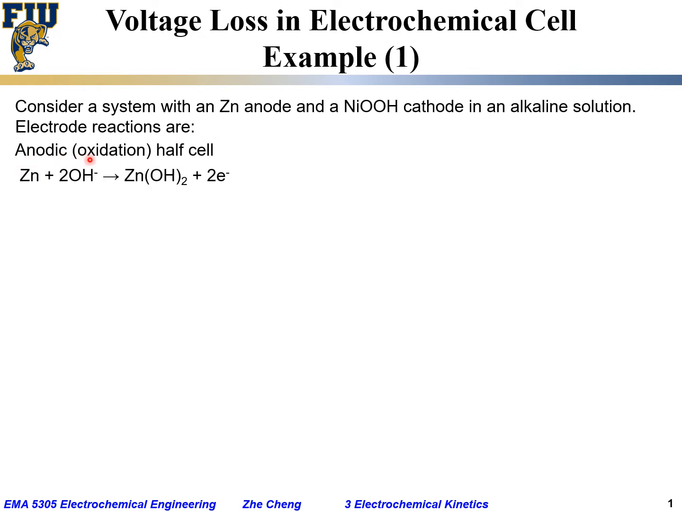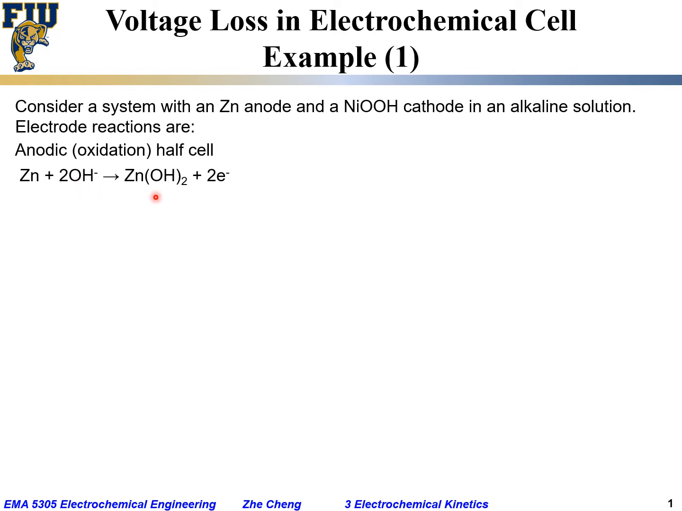The anodic or the oxidation half-cell reaction would be for zinc metal to combine with hydroxy groups to form zinc hydroxide and release 2 electrons. Let's check balance. 1 zinc on the left, 1 zinc on the right. 2 oxygen on the left, 2 oxygen on the right. 2 hydrogen on the left, 2 hydrogen on the right. Minus 2 charge on the left, 2 electrons, which is minus 2 charge on the right. So this anodic half cell or oxidation half cell reaction is balanced in terms of both mass or weight and the charge.